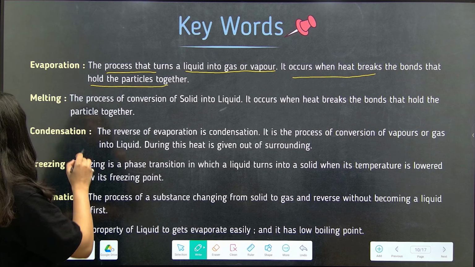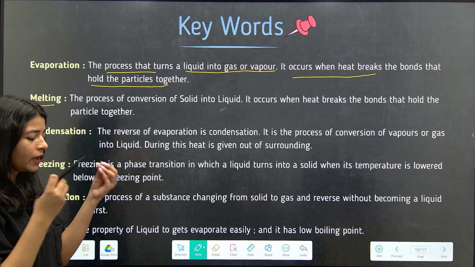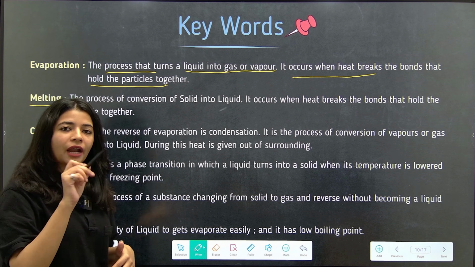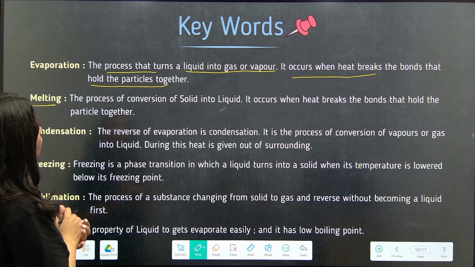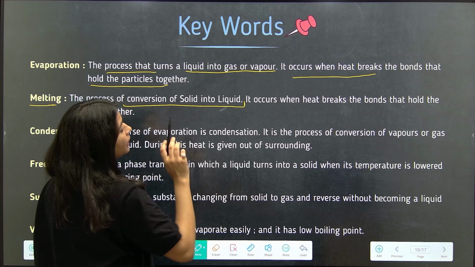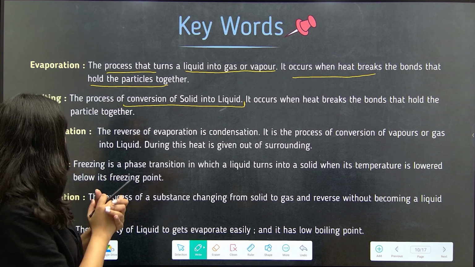Okay, next one is melting. Now what is melting? When solid gets converted into liquid, or when you have an ice and you keep it outside, it gets converted into liquid. That process is known as melting. So the process of conversion of solid into liquid. It occurs when heat breaks the bond that holds the particles together.